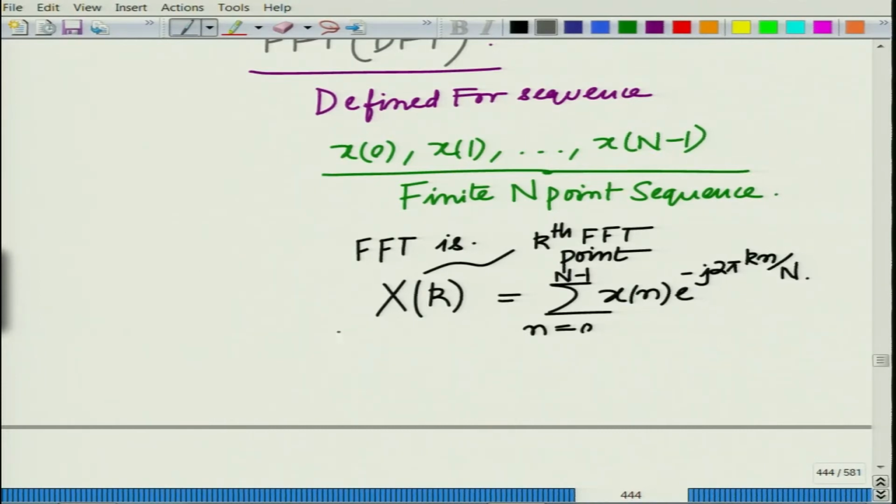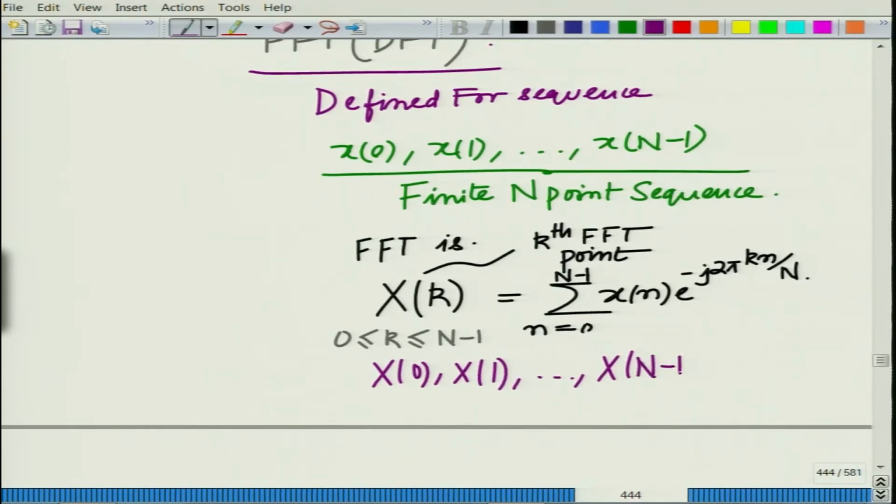So, this is defined for, so it is a one to one transformation, as you are going to see. This is defined for 0 less than or equal to k less than or equal to N minus 1, and therefore, you will have X of 0, X of 1, you will have another output N point sequence, but this is in the frequency domain, correct.